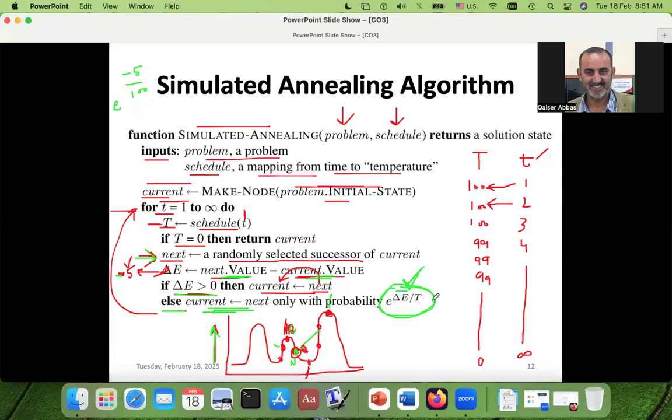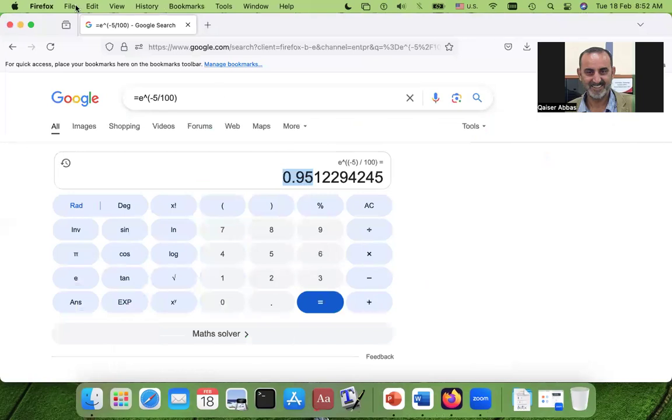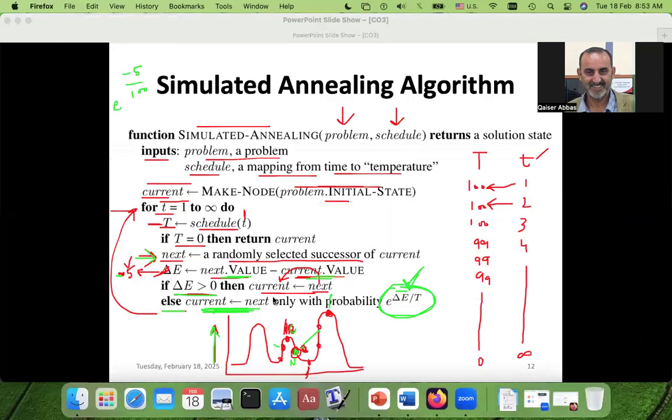But if you have values far from 0.1 to 0.99, if it is higher or if it is less, then we are not going to do this assignment. So here my value is what? 0.95. So this is slightly less than 1. So according to that condition, we are going to update this value, and we will put the value of next into the current. So now this will become our current variable.